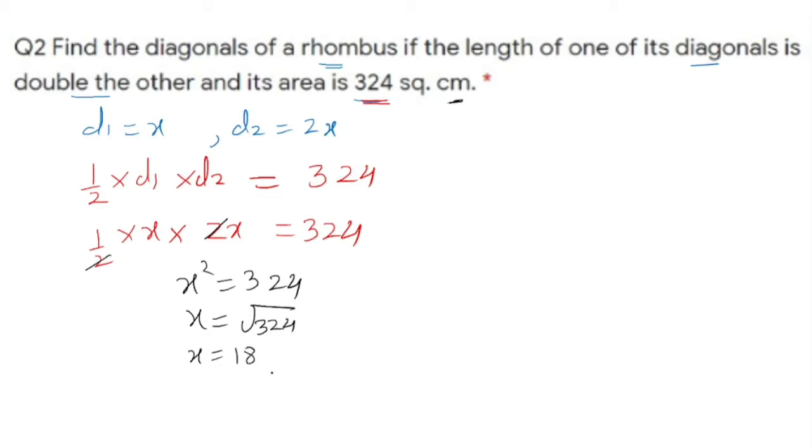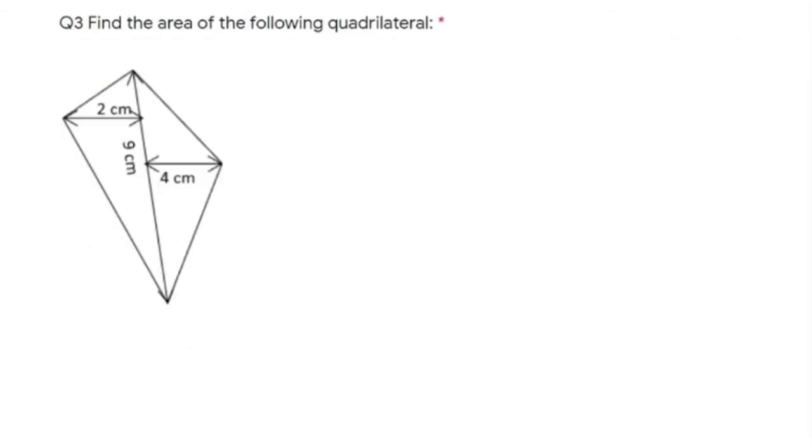The unit of area is square centimeter, so the length of the diagonal is in centimeter. So this is how we get d1 is equal to 18 centimeter and d2 is equal to 2x, which is 2 into 18, that is equal to 36 centimeter. Understood? Okay, let's take another question.